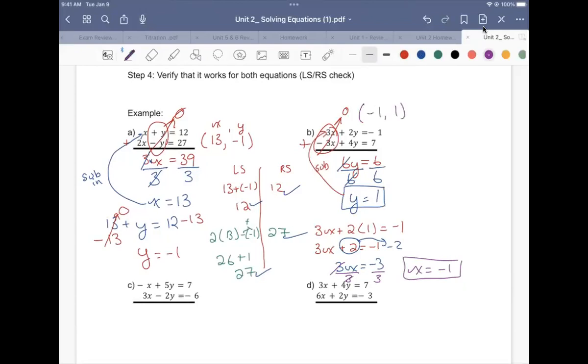If I do a left side, right side check on that, I can see 3 times negative 1 plus 2 times 1 equal to negative 1, which is correct. If I type that into the bottom, negative 3 times negative 1 plus 4 times 1 equal to 7, which is correct. So that's correct, that's correct.